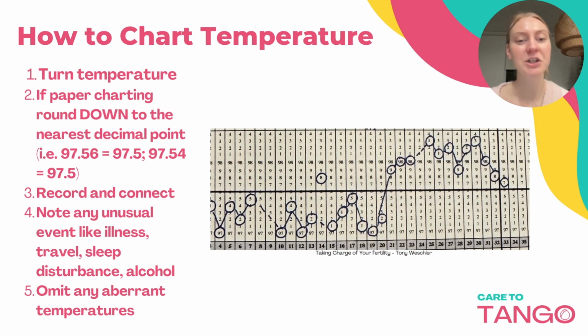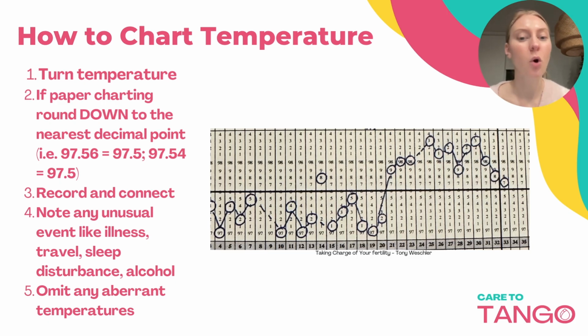So how do we actually chart basal body temperature? So first, you're going to take your temperature, and then if you are paper charting like we are when we were starting, we're going to be rounding down to the nearest decimal point. So if you're using a 2 decimal point thermometer, if it was 97.56, that means we would be rounding down to 97.5. If your temperature was 97.54, we would also be rounding down to 97.5. If you're using a thermometer which is just to 1 decimal point, just read it as is.